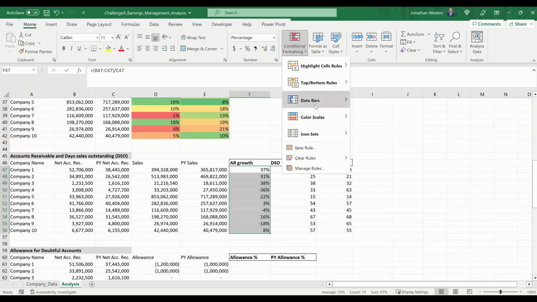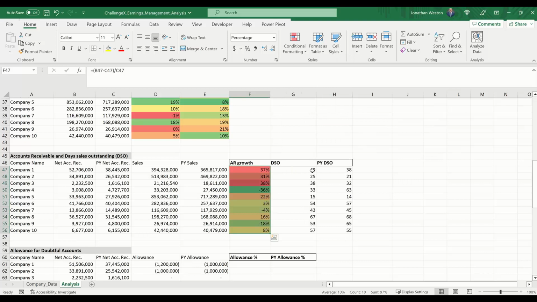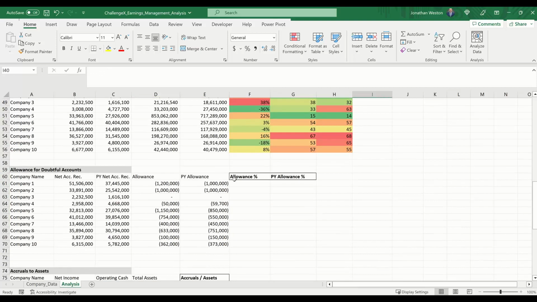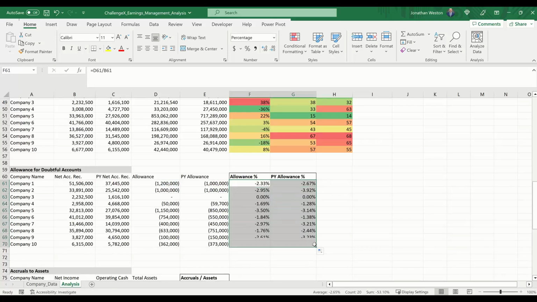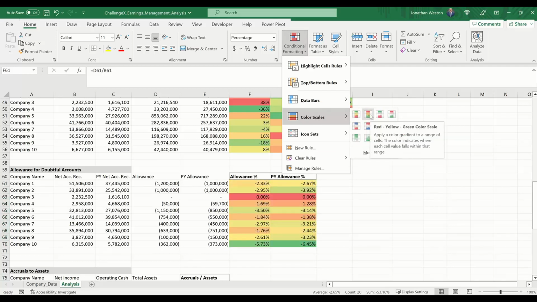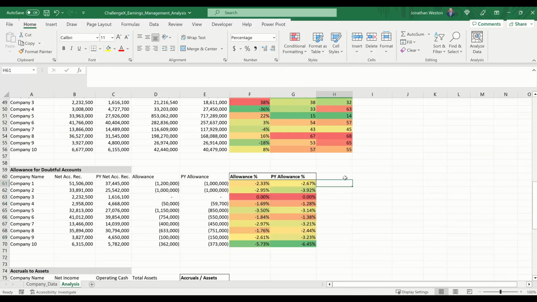AR growth is also not too desirable, so we'll apply the red conditional formatting along with days sales outstanding. Next is allowance for doubtful accounts, and we want to calculate that as a percentage of net accounts receivable. So that is just the allowance divided by the net accounts receivable, and we can just drag that over and drag these down. These are on the same scale, so we can do the conditional formatting on them together, and we will apply red, yellow, green because a high allowance is a more conservative and realistic number.